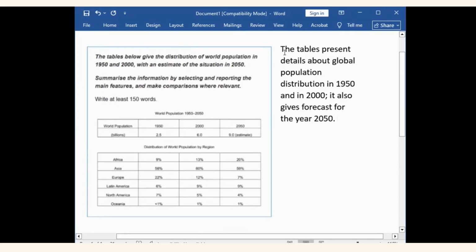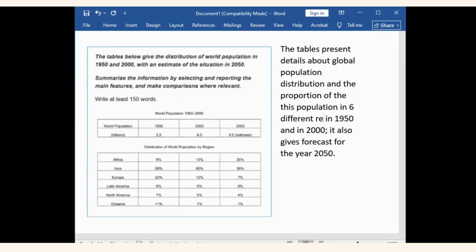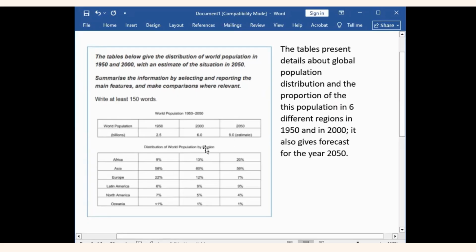Okay? The tables present details about global population. About global population distribution and the proportion of the world's population, and the proportion of this population in how many regions? 6 different regions. Can you see that? So I've added this second part.